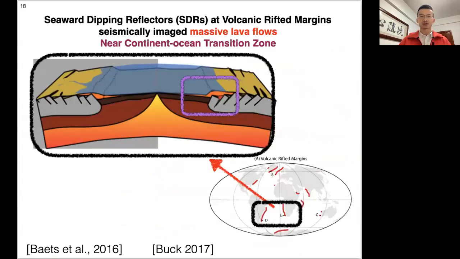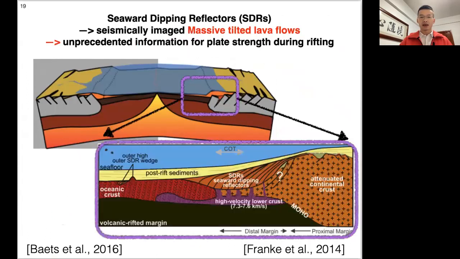Here's a cartoon showing a rifting margin, and SDRs are seismically imaged massive lava flows deposited near the continent-ocean transition zone. And zooming in, we can see oceanic crust on the left, continental crust on the right, and these seismically imaged reflectors that dip toward the ocean. That's where the name seaward dipping comes from.